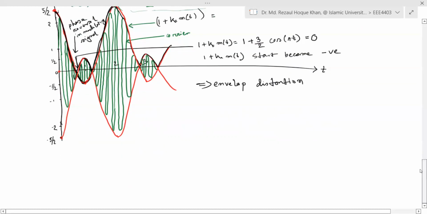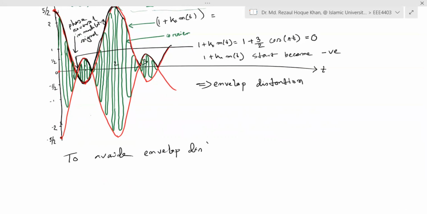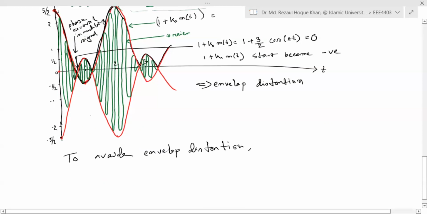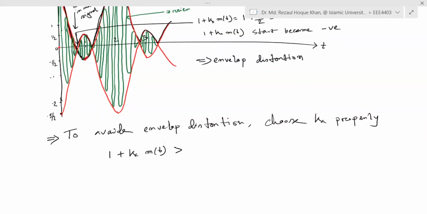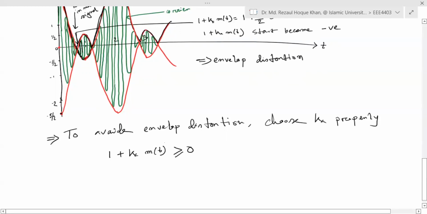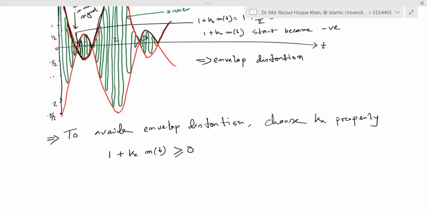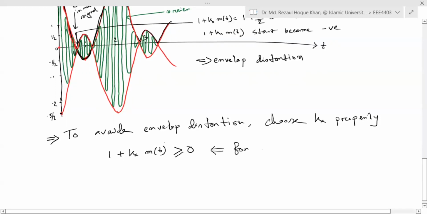Now to avoid this distortion, we can write: to avoid envelope distortion, choose Ka properly. The sensitivity should be chosen properly, meaning this value 1 plus Ka m(t) should be greater than 0, for no distortion.